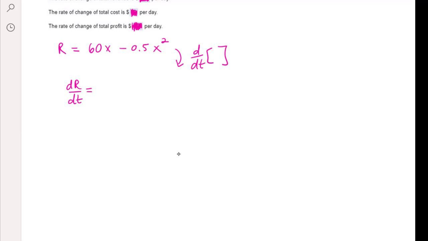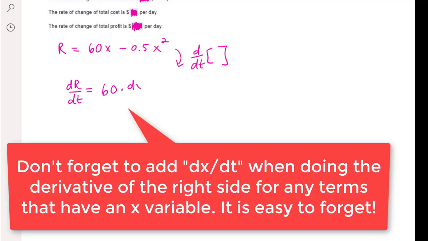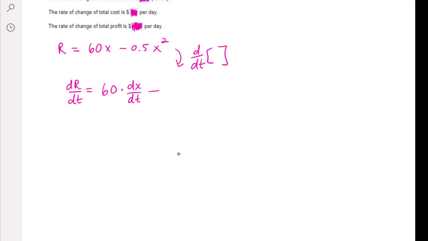Now, 60x. The derivative of 60x is just 60, but since it's a variable x and not a variable t, we are going to have to insert a dx/dt right beside the 60. And then over here, 0.5x squared, taking the derivative of that is going to end up being minus 1.0x, but since it's x and not t, we're going to have to do dx/dt right there.